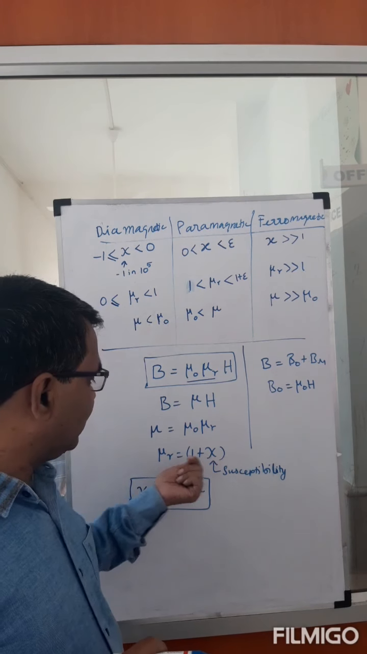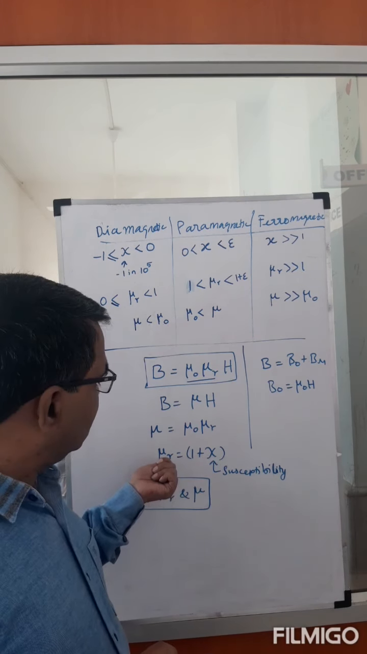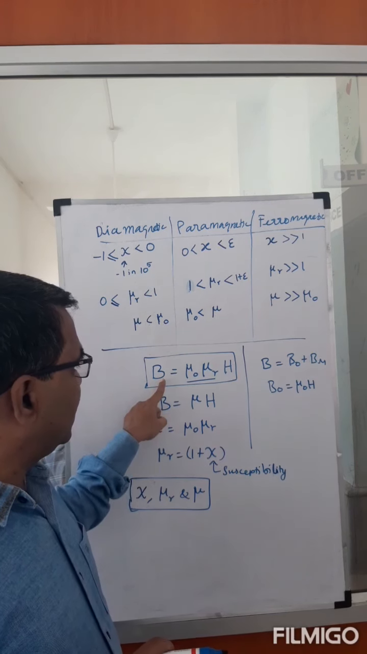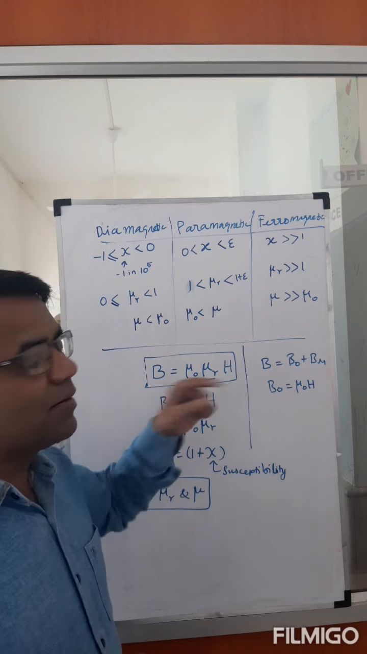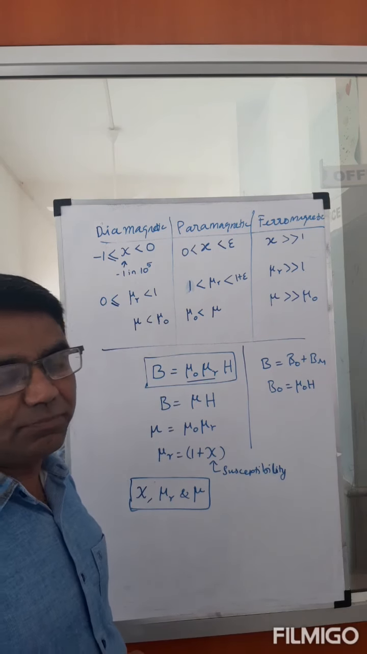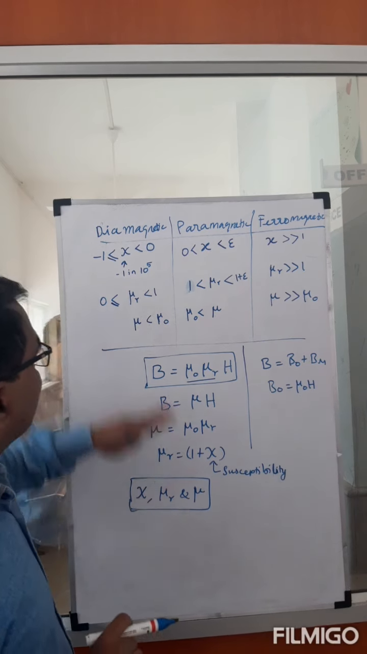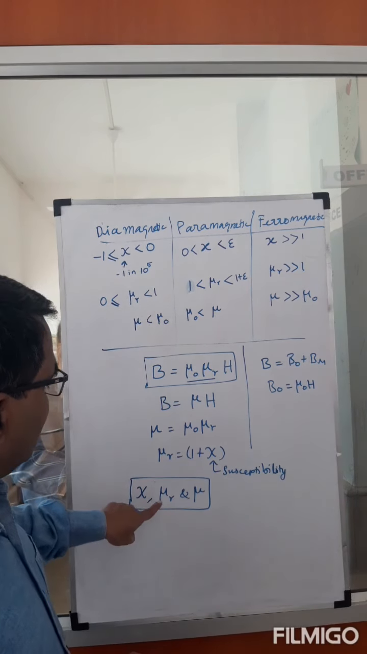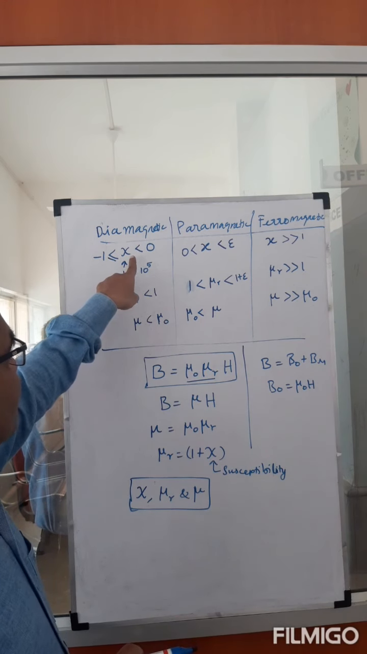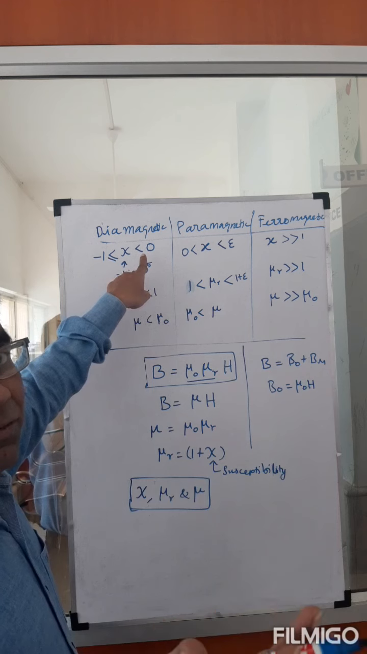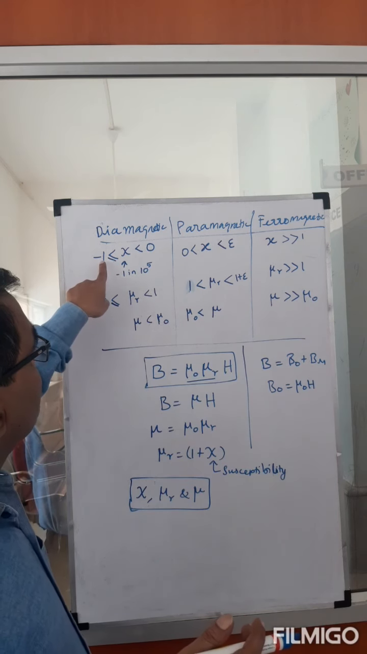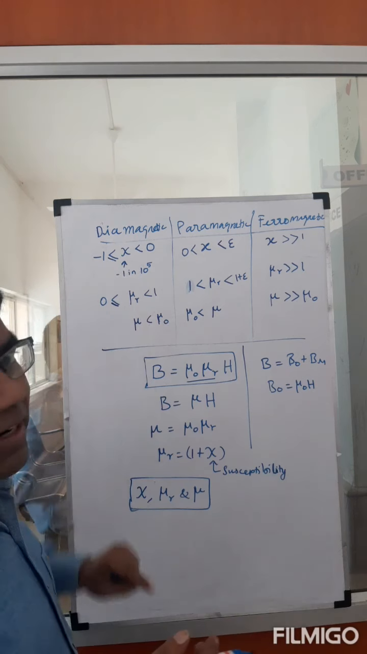Only if this is negative, this can be less than 1. Only if this is less than 1, B can be less than B naught in the case of diamagnetic materials. So let's talk about these three quantities here: xi, mu r and mu. Let's take diamagnetic material. So xi has to be less than 0, it's a negative quantity, and this has to be greater than or equal to minus 1.